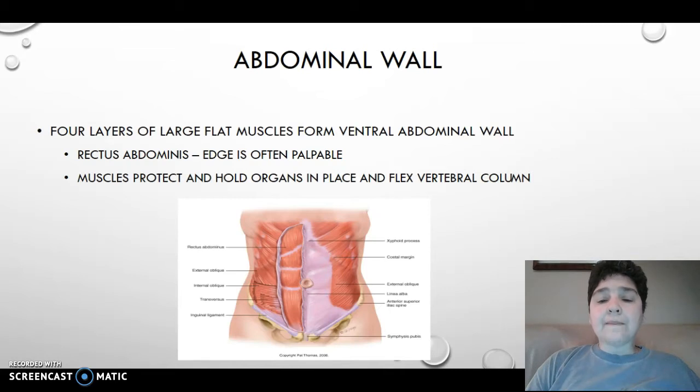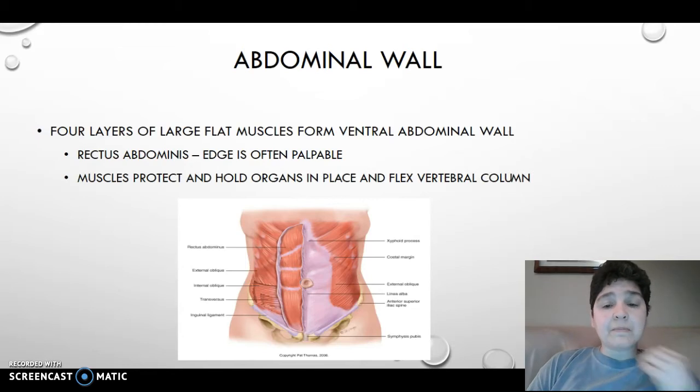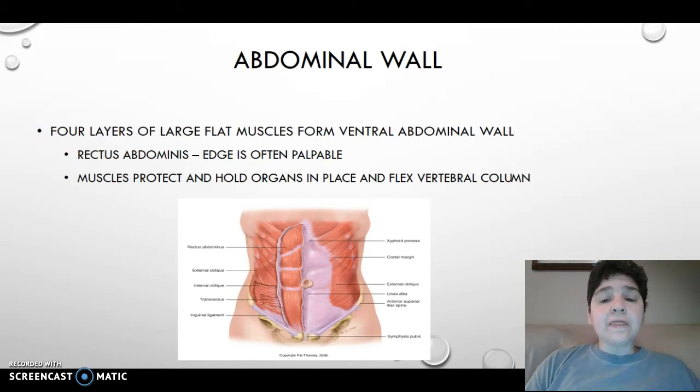Remember, when we're talking ventral and dorsal, ventral is the front part of the body and the dorsal is the back area. So in the front then we have the rectus abdominis muscles. You can often feel this when you're palpating the abdomen. I've got a picture here, but this is also the same picture that's on page 537 in your book.